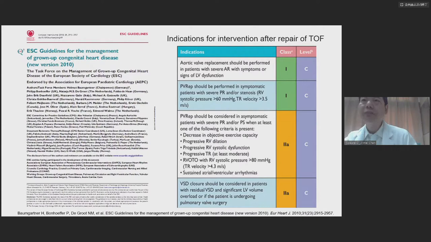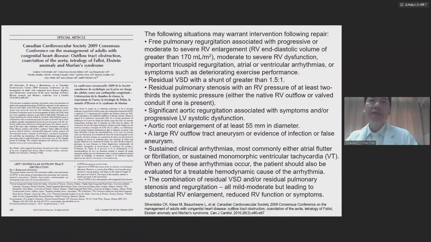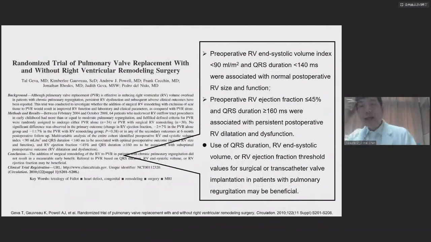The Canadian Cardiovascular Society in 2009 published the consensus on management of adults with Tetralogy and noted some situations which may need reintervention after repair of Tetralogy. This randomized trial shows the use of QRS duration, RV end-systolic volume, or RV ejection fraction threshold values for surgical or catheter valve implantation in patients with pulmonary regurgitation may be beneficial.